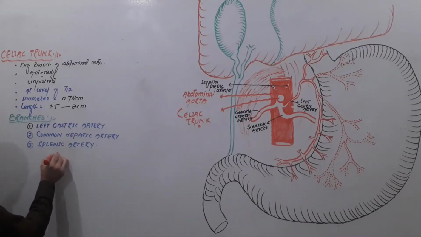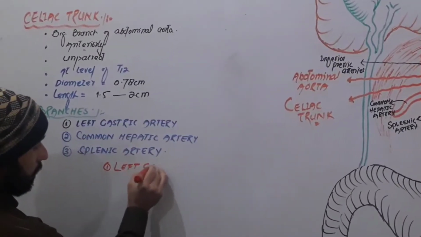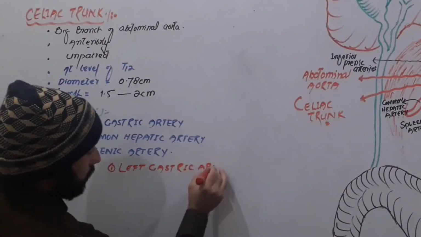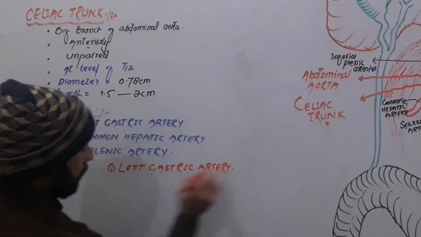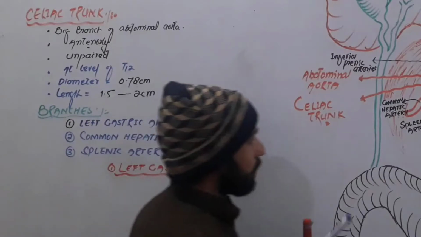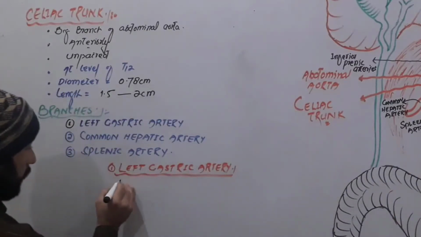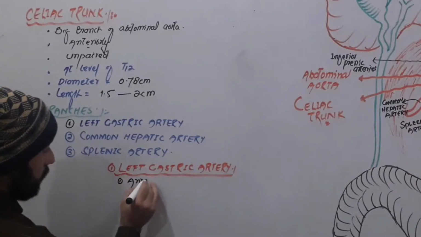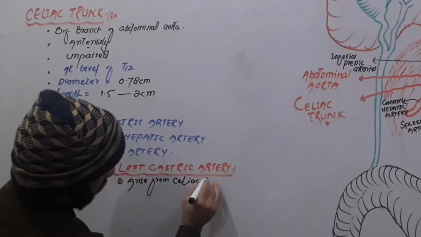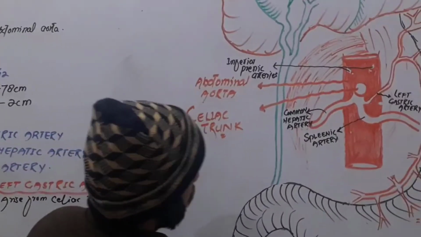The first artery that we are going to discuss is the left gastric artery. What is this artery? First of all, we should know that the left gastric artery arises from the celiac trunk, right? The first thing, it arises from the celiac trunk. Done. Okay, then what happens?